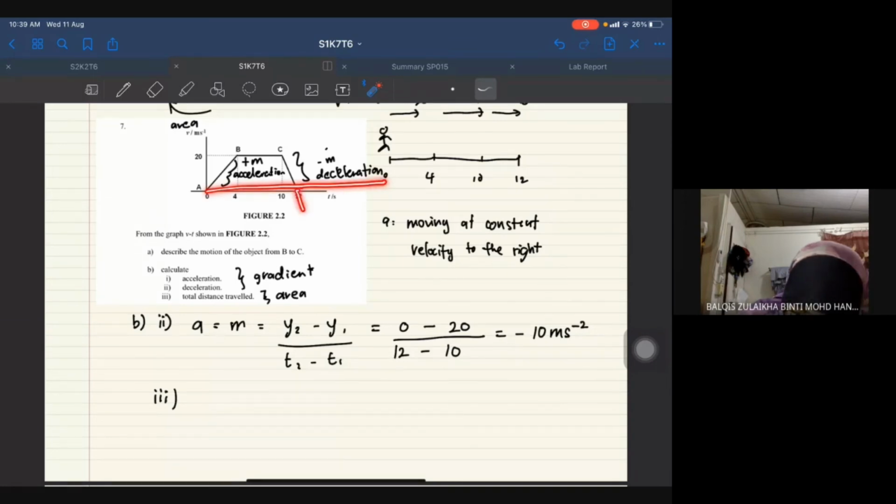But let's say the graph goes down a little bit, down here. So this area would be a negative displacement. So you have to consider this one positive, below that negative. But here there's no problem, plus it asks for distance as well. So this one is what's it called? Trapezium.